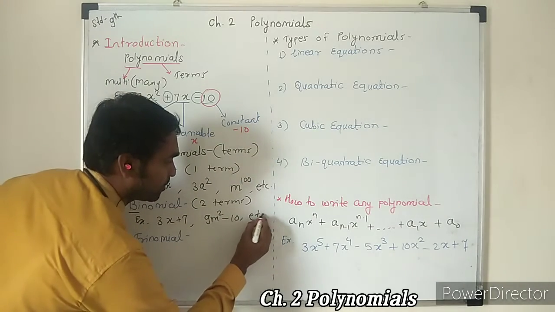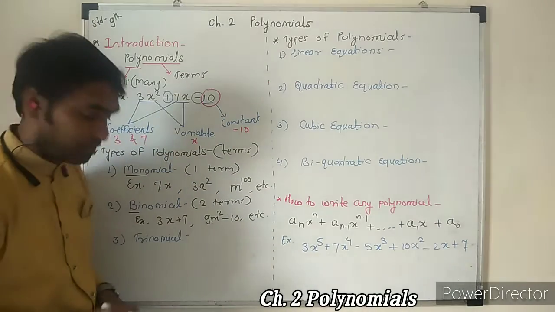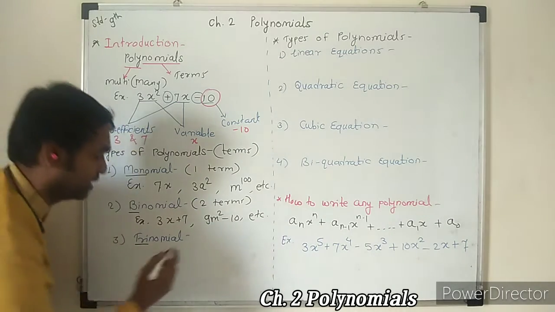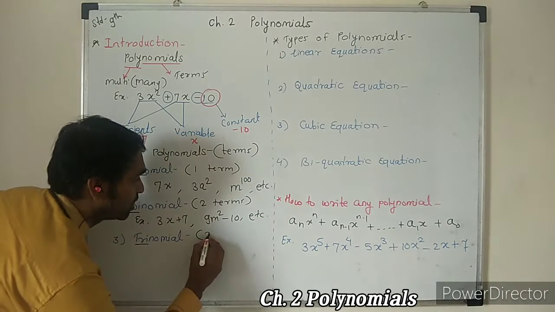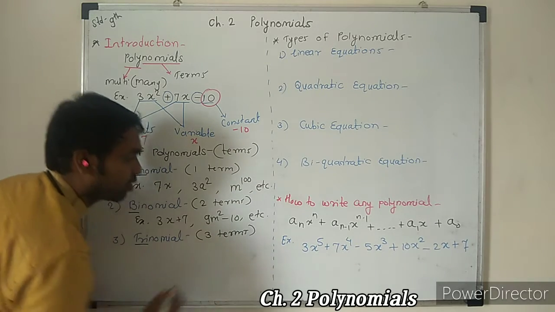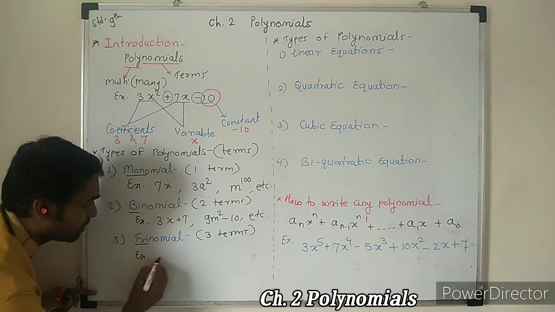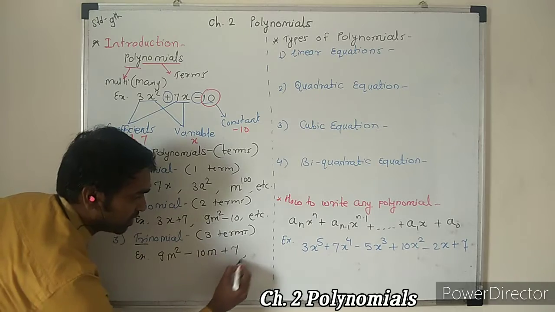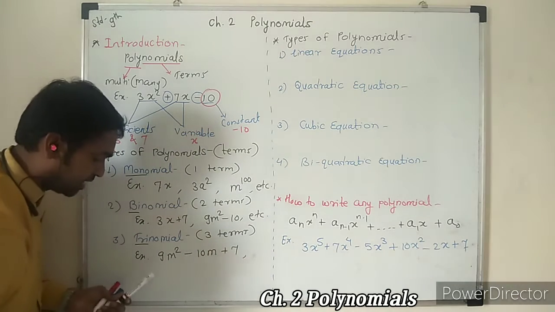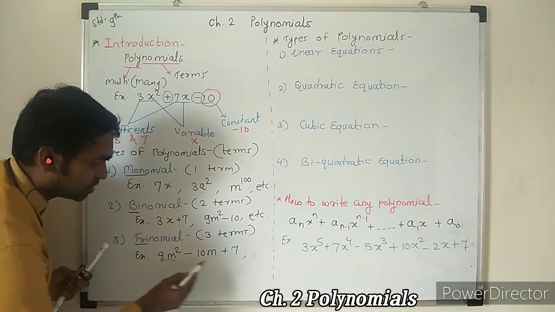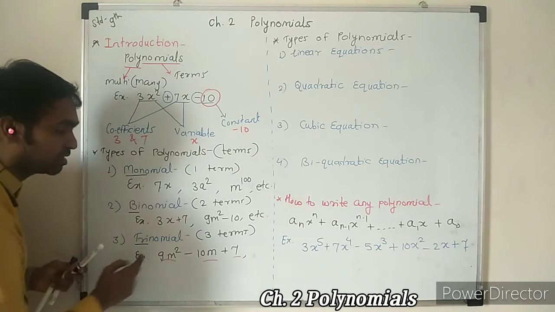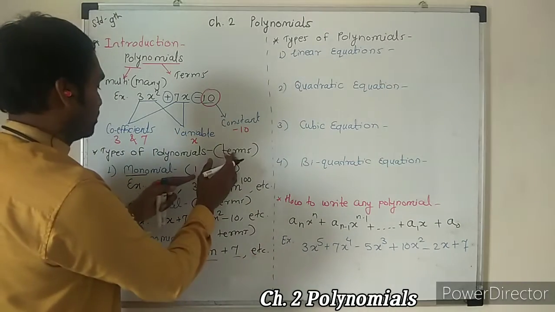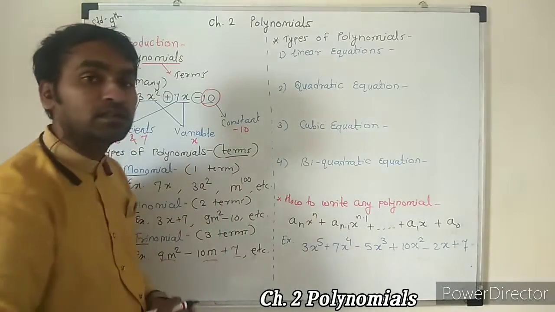Next, the third type, trinomial. Here, the word tri means 3. In any equation given with 3 terms, it is called a trinomial. See the example: 9m square minus 10m plus 7. Here these 3 terms are connected by the minus and plus symbols. It is called a trinomial, etcetera. These are the types of polynomials depending on the terms.